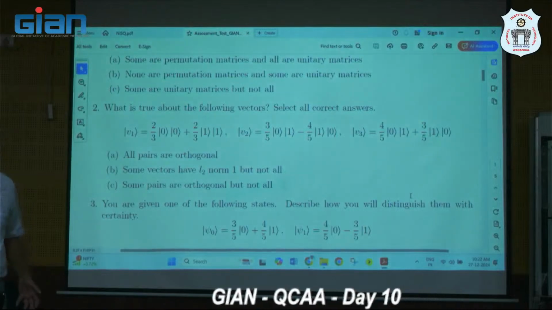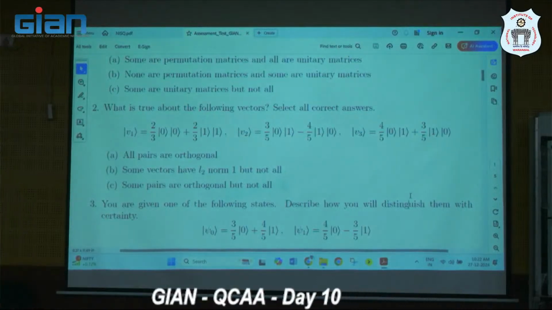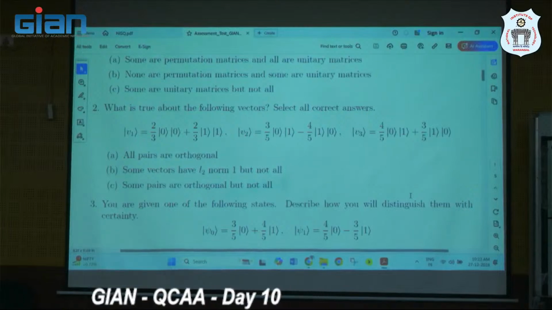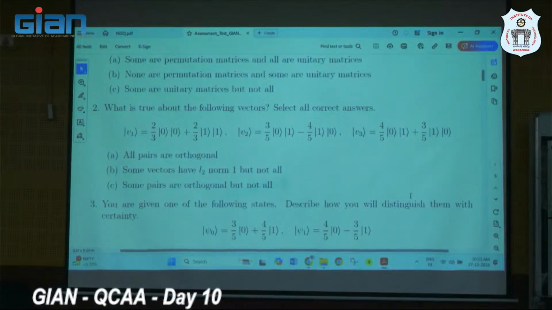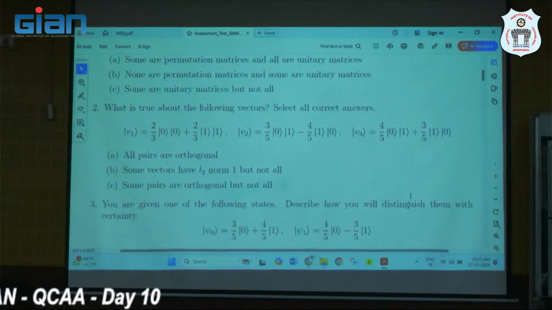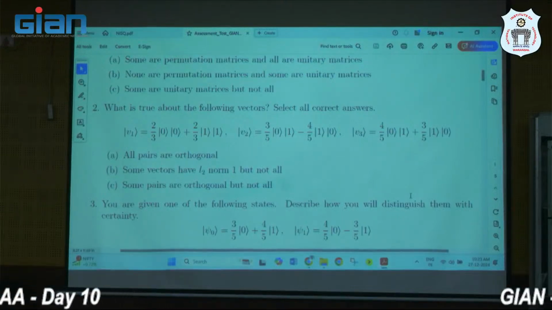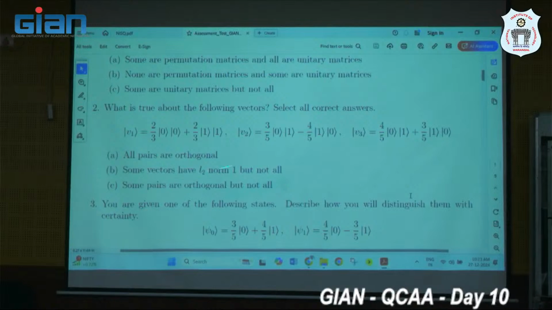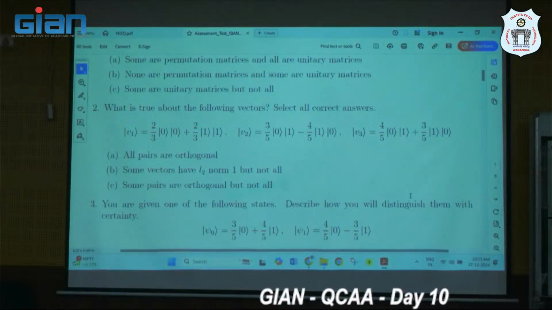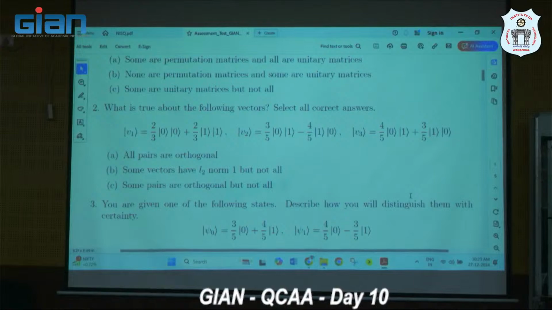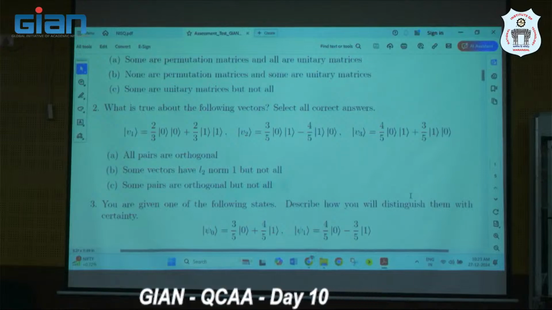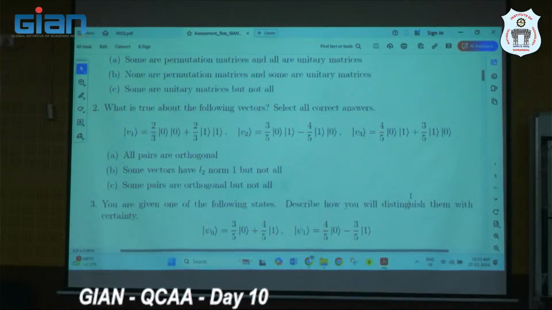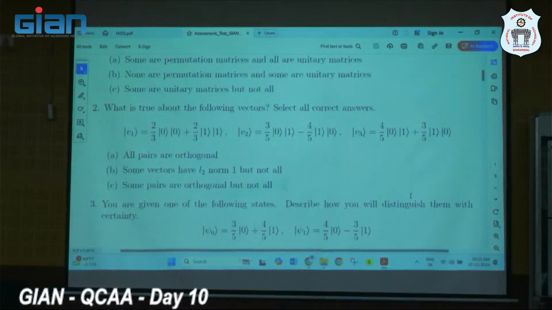V1, V1 is not a pair. Pair means distinct pairs. When we say pair of shoes, it should be different shoes, no? Correct? To be very correct, I should have written distinct pairs, but that is implied, no? So A is correct, all pairs are orthogonal.